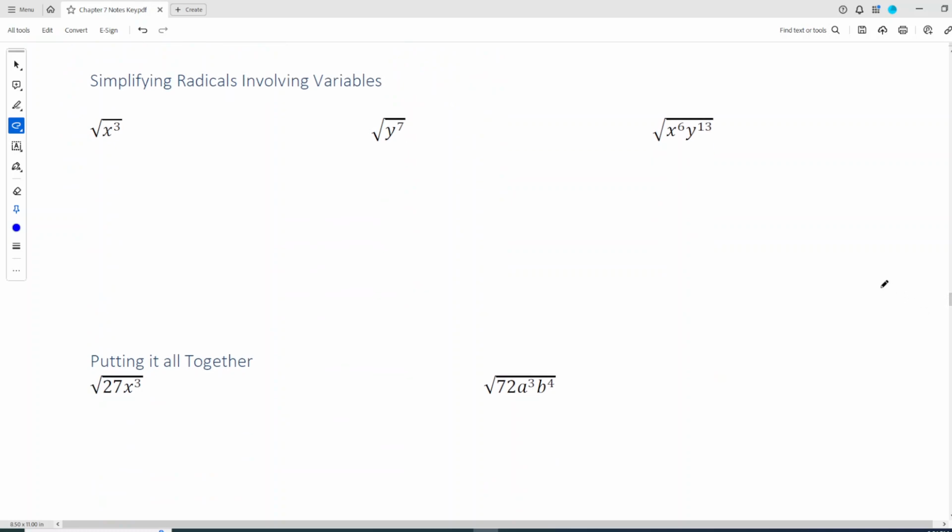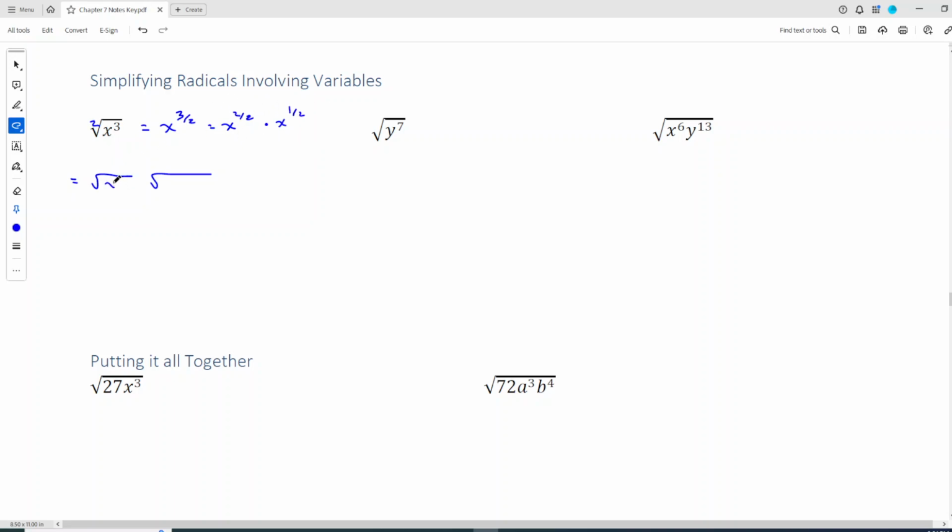Now variables look hard, but they're not that bad. You're going to do them the same way, where you write these as a product of two radicals. And the nice thing is that because the index is 2, if you think about this, this is x to the 3 halves. The reason I can't take the square root of x cubed is because 3 doesn't divide by 2. But I could write this as x to the 2 over 2 times x to the 1 over 2. Maybe that's too confusing to see.